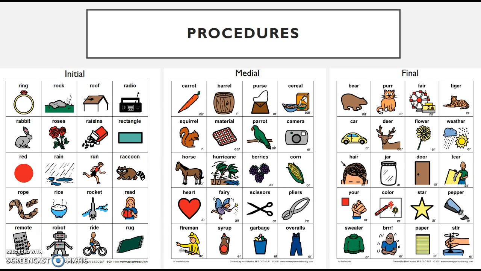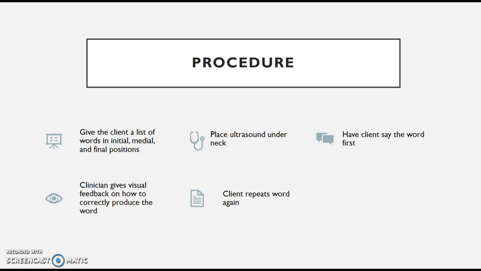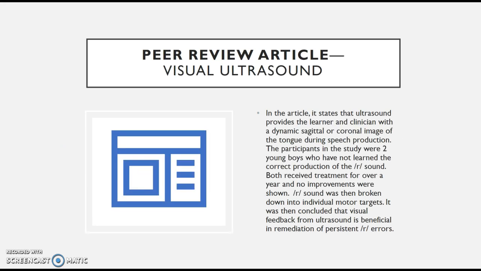Here's a picture of our procedures. We have initial, medial, and final with words with the R sound, and it's an example of the worksheet. Procedure, we would give the client a list of words in the initial, medial, and final positions, place the ultrasound under her neck, have the client say the word. The clinician would give feedback on how to correctly produce the word herself, and then the client will repeat the word again.